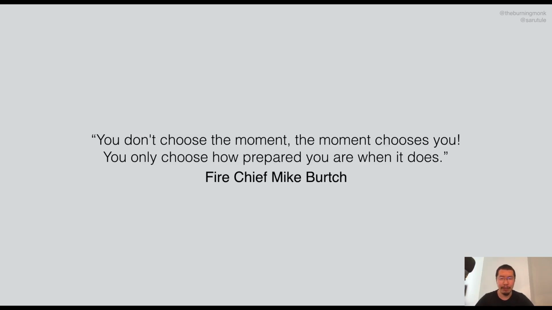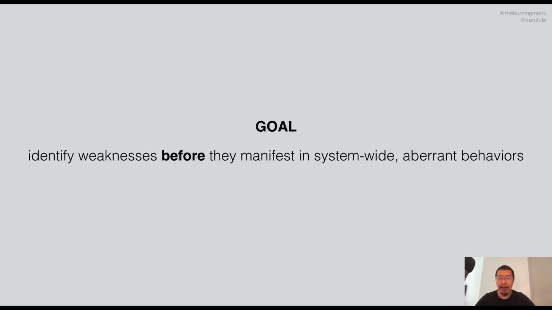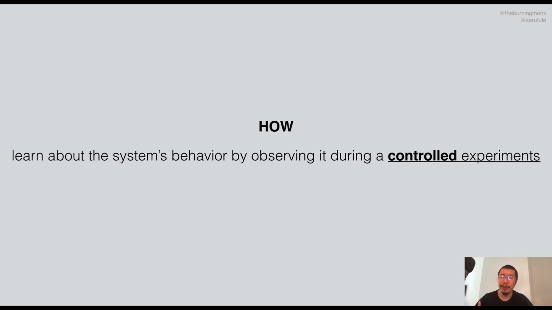And the thing about failure is that, be it hardware failure or software bugs, you can't choose when they happen. The moment chooses you, and you can only choose how prepared you want to be when they do happen. And the goal of chaos engineering is to identify weaknesses in our system before they manifest into system-wide aberrant behaviors, because we have failed to identify these systemic weaknesses early. And we do that by using controlled experiments to learn about how our systems actually behave when failure conditions happen.